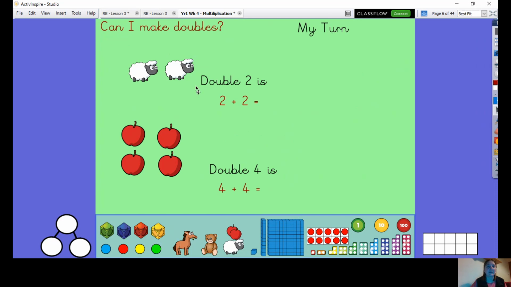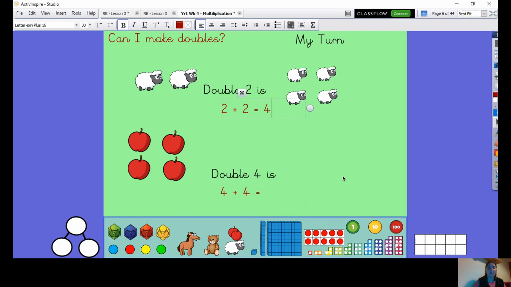Okay, so my turn. I want to know what double 2 is. If you remember, it's adding the same number twice. So I'm going to do 2 add 2. What is 2 add 2? There's my 2, and I'm going to double it, having 2 more of the same number. There you go. So now I've got how many? 1, 2, 3, 4. So double 2 is 4.